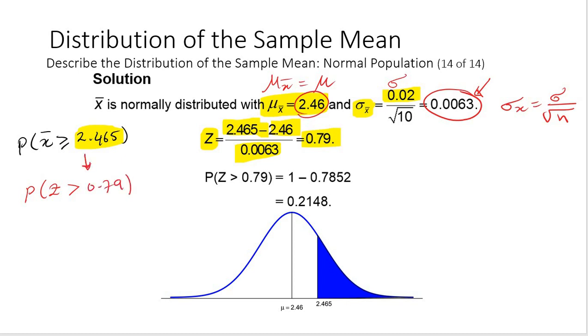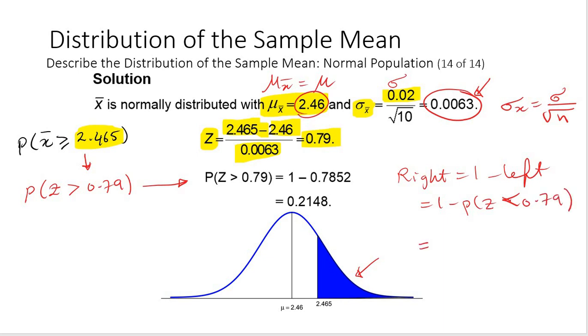So we need to compute this probability, which, if you try to graph it, is the blue area that you see here. In order to obtain the area to the right, we take 1 minus the area to the left. So we know that right area is equal to 1 minus left. And that is exactly what we do here. So in other words, it is equal to 1 minus the probability that z is less than 0.79.